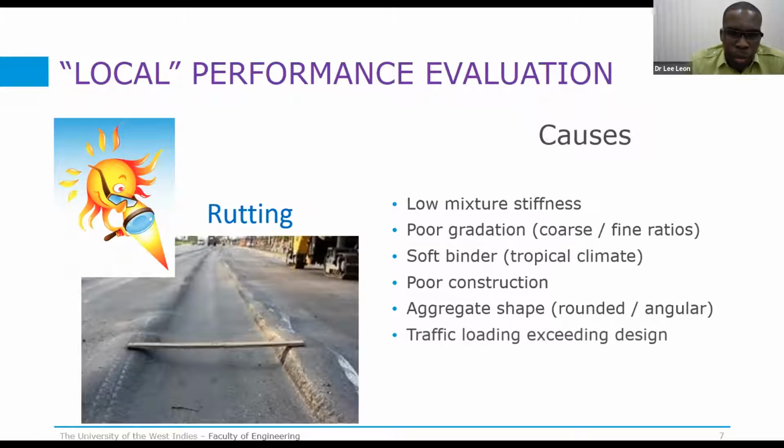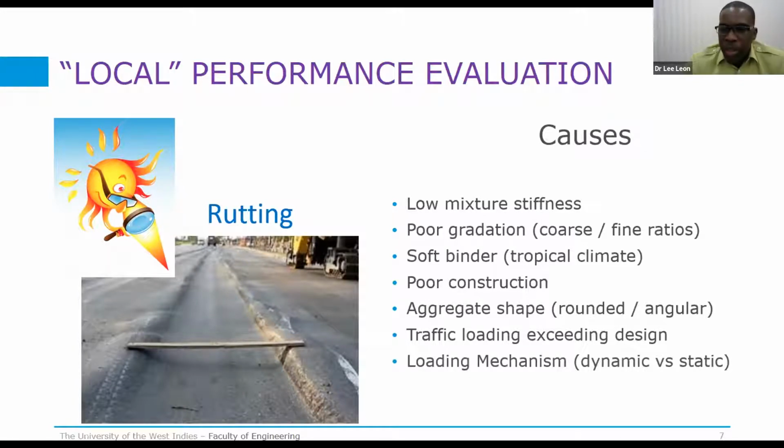Then you have traffic loading. One of the reasons for rutting is exceeding. So we were designed for a particular traffic loading, but however, we have exceeded that particular traffic loading. So our pavement starts to fail. And then we have the loading mechanism. Is it static loading? Is it dynamic loading or repeated loading? What is the loading mechanism?